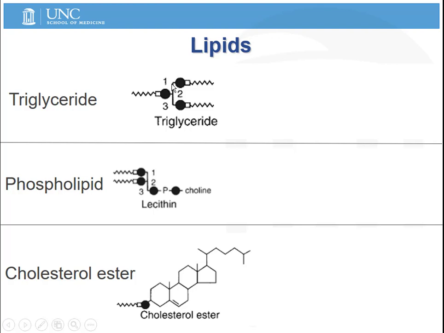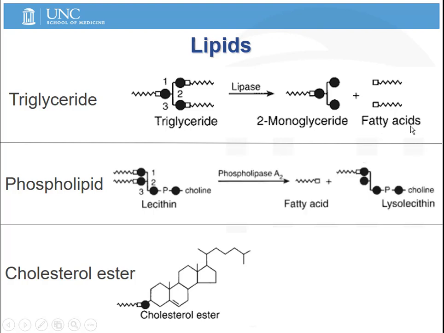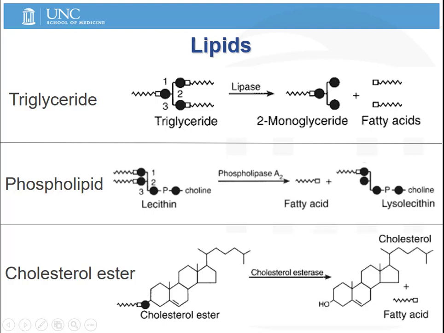A smaller amount of lipids are phospholipids and cholesterol esters, and most phospholipids are glycerophospholipids that are made up of a glycerol backbone linked to two fatty acid tails and one phosphate plus a head group. Triglycerides are digested by lipase, so lingual lipase, gastric lipase, and pancreatic lipase, into monoglycerides and two fatty acids. Phospholipids are digested by pancreatic phospholipase A2 into fatty acids and lysolecithin. And cholesterol esters are digested by pancreatic cholesterol esterase to a cholesterol and a fatty acid.